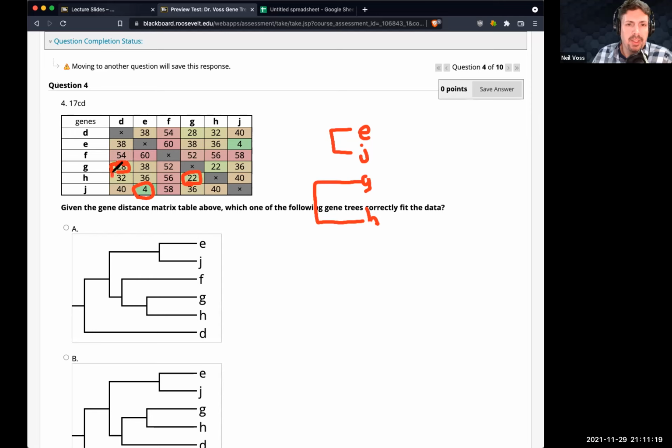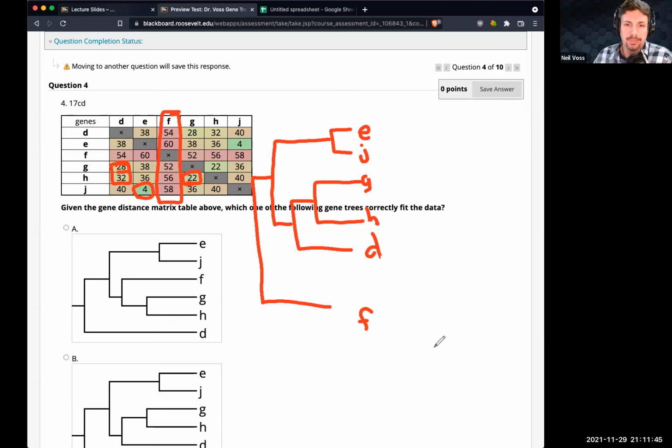The next lowest number I'm thinking is probably D, which connects to G and H. So here I'm seeing a 32. I see a 28, and it's much lower than any other letter. And then last, this is something I did in the first question: F, look at that, those are all reds. So that means F is separated. My guess is that these connect first and then F is last.